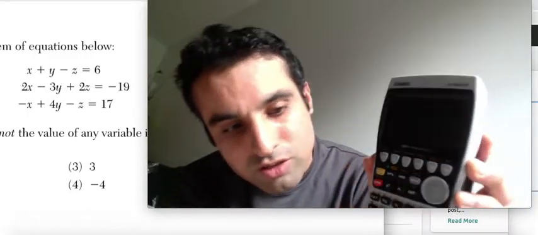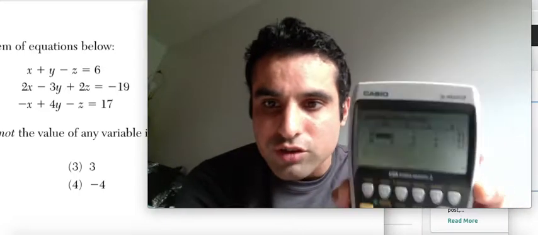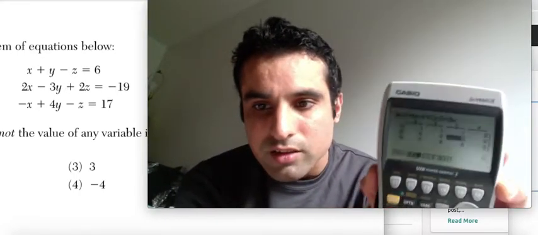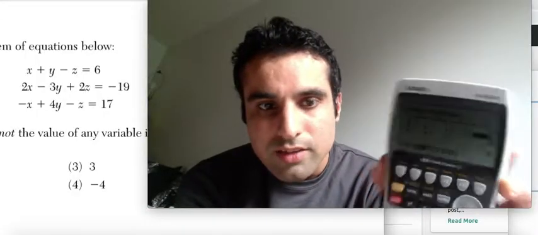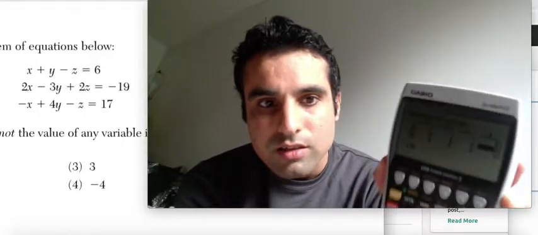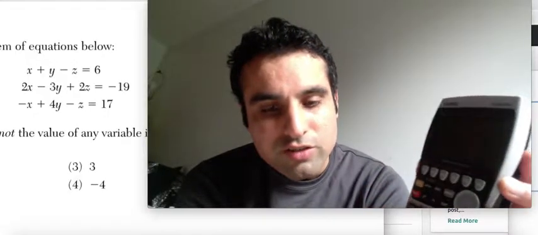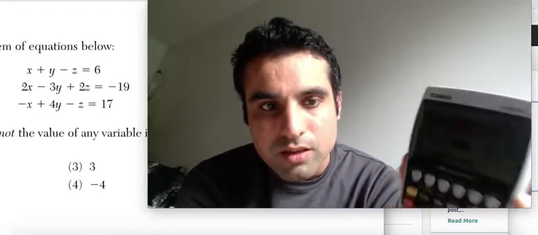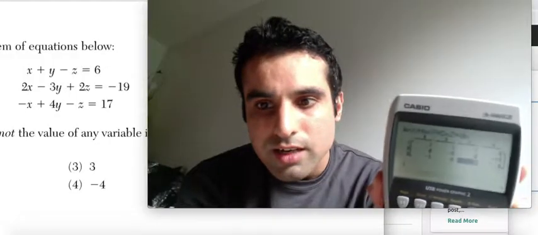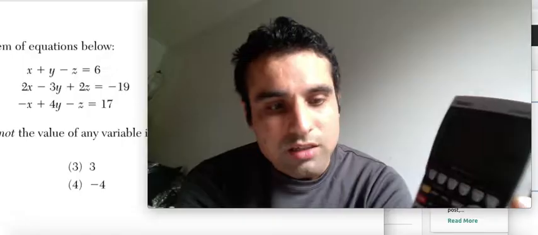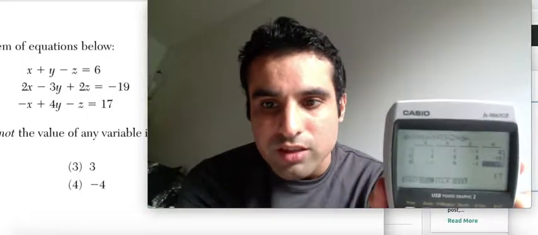So the second equation, I enter 2 for the next coefficient. Then I enter -3, and I got to be careful of the signs. Then I enter 2. Then I enter -19. So this is the matrix so far. Then the next coefficient is -1 for x, 4 for y, -1 for z, and then 17. And if I did everything correctly, I should get the 3 answers.